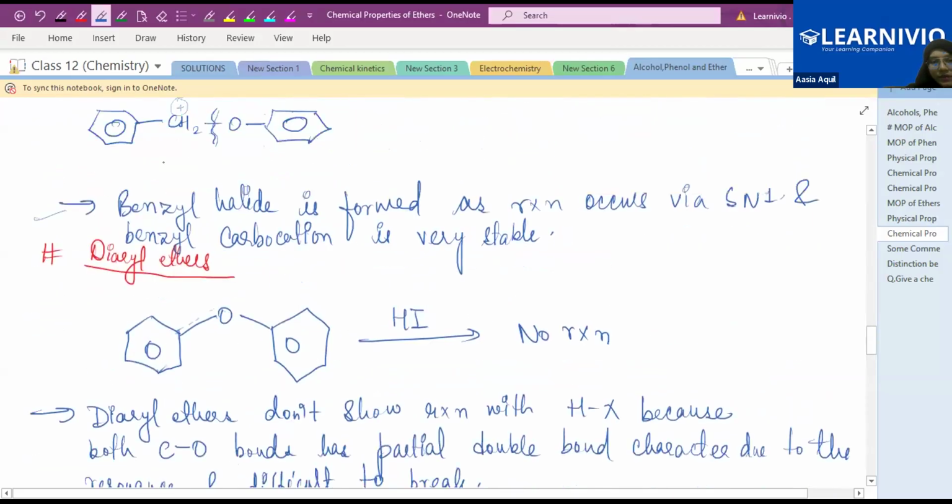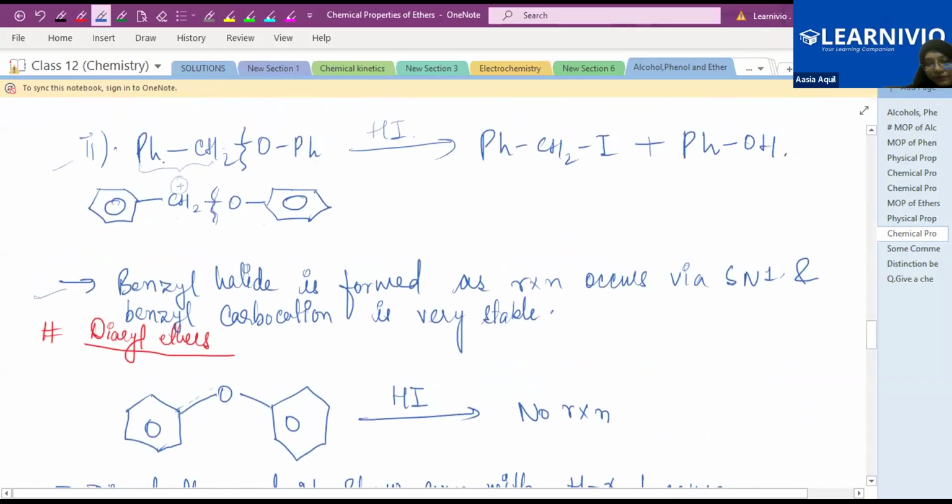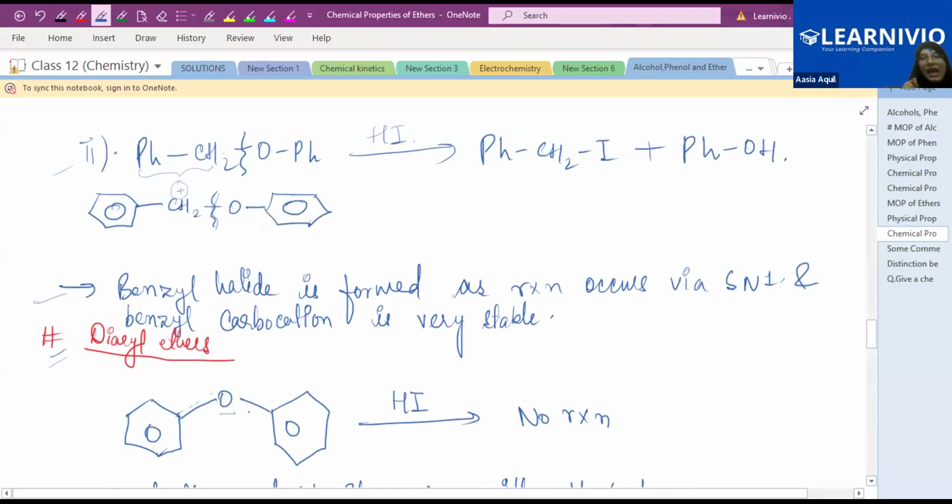Okay, the next one is your diaryl ethers. So who will explain to me why this is a diaryl ether, right? This is the ether linkage, oxygen linkage, and on both sides an aryl group is attached, a benzene ring. So it is known as a diaryl ether. Diaryl ether does not give this reaction. What is the reason why diaryl ethers don't give this reaction when treated with any halogen acid? There will be no reaction. Why? Just think about it and tell me the answer.